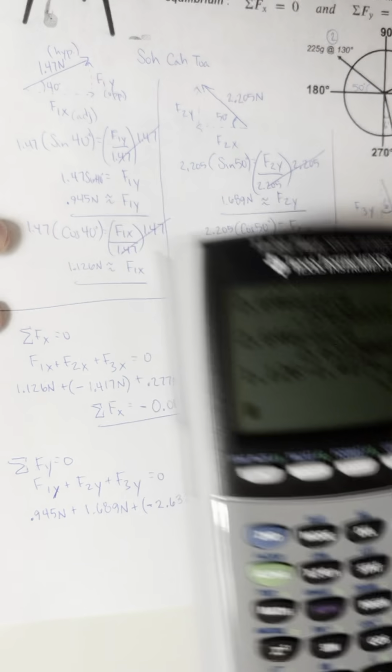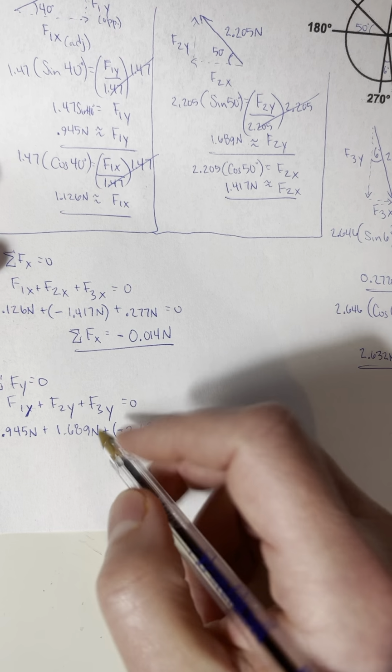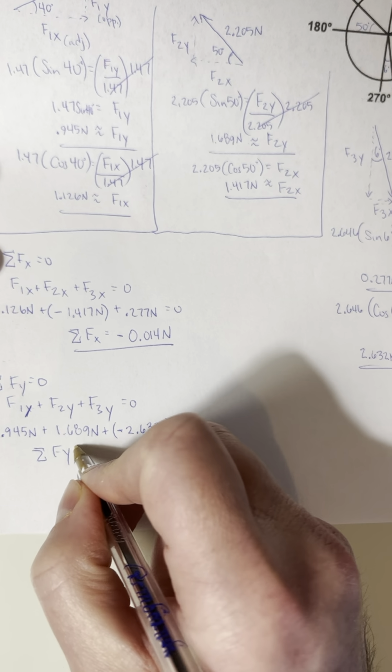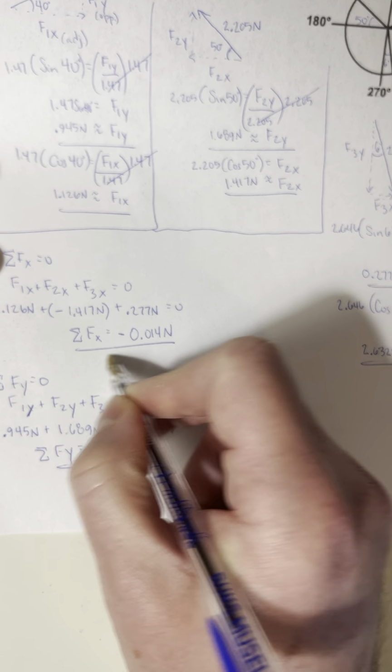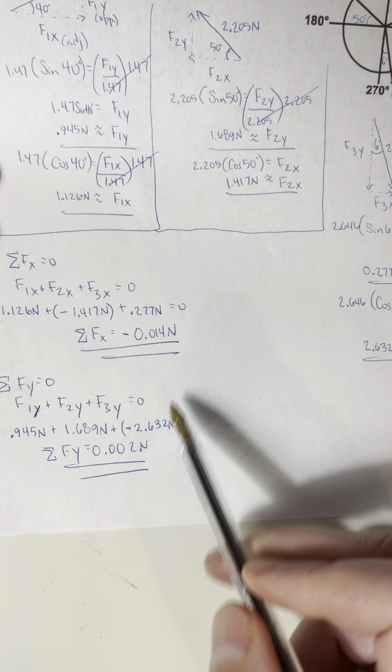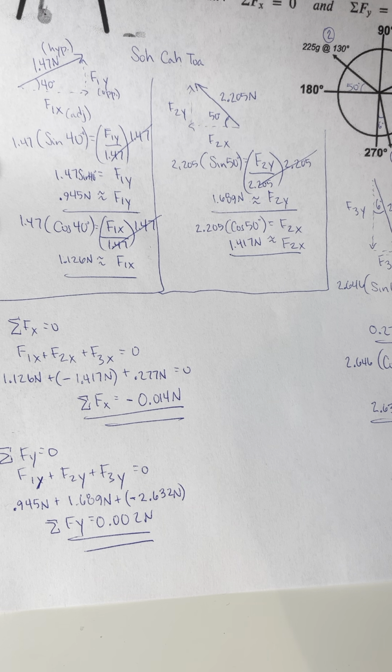So now let's see what those actually add up to. 0.945 newtons for force 1 plus 1.689 newtons for force 2 in the y direction plus negative, or just minus, 2.632 newtons. So we get 0.002 newtons. So the sum of the forces in the y direction equals 0.002 newtons. Again, theoretically, these components should each equal 0. They're very close to it, and you should get similar results when you analyze your lab. So let's see what you come up with.